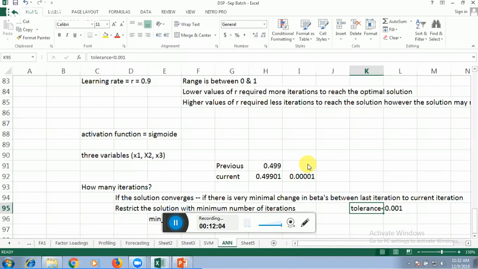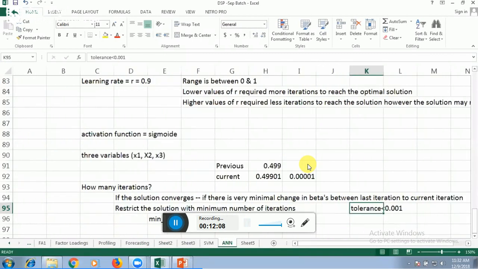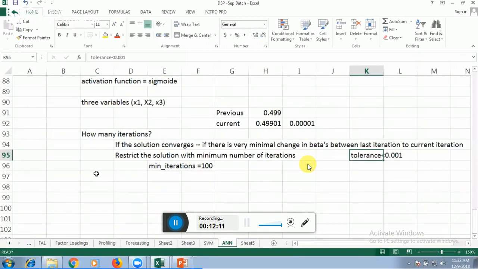So are you clear on this one? How many iterations? Now, in terms of accuracy, accuracy is similar to what we have done in the past.